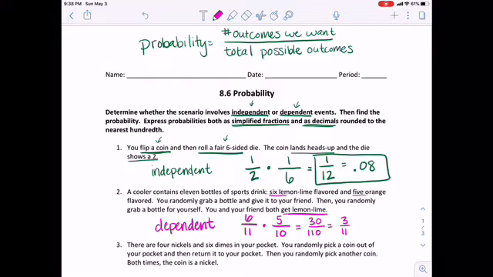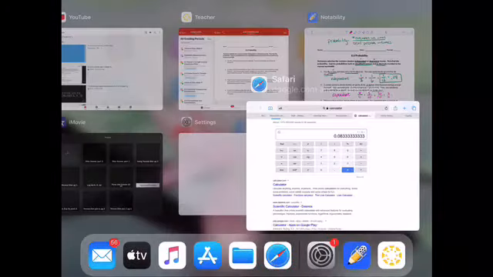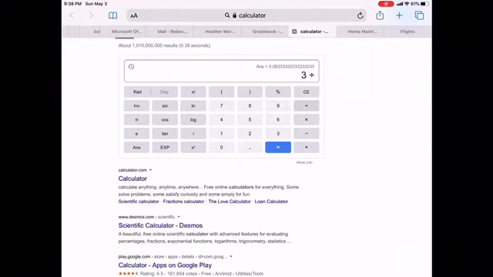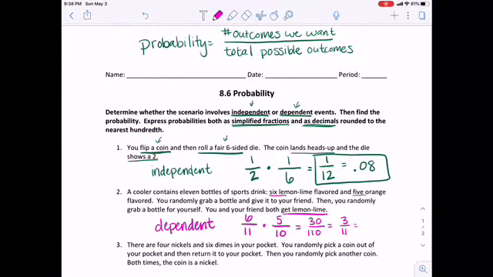So there's a 3 in 11 chance that I'll reach into the cooler 2 times in a row and get lemon lime both times. I also would like to write this answer as a decimal, so I'm going to type into my calculator 3 divided by 11, and my calculator says it's 0.27 if I round to the nearest hundredth. So I have a 3 in 11 chance, or a 0.27 chance, of reaching into this cooler twice and getting a lemon lime both times.